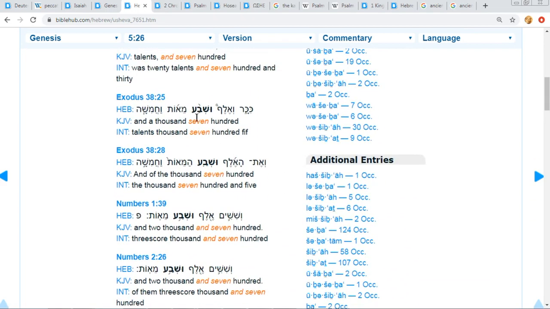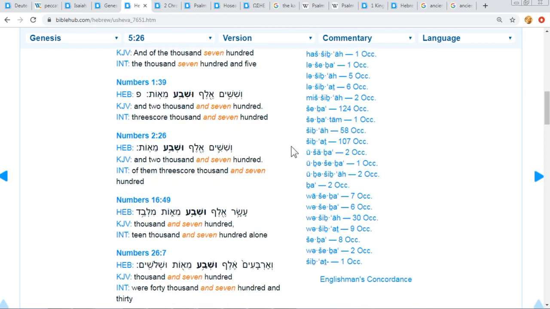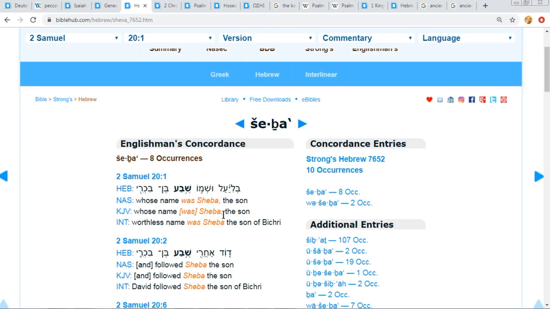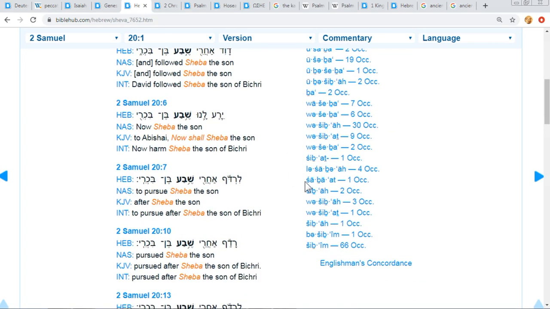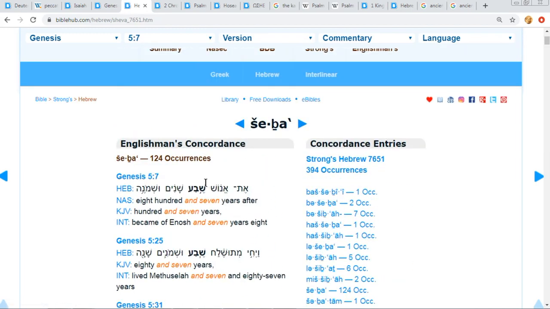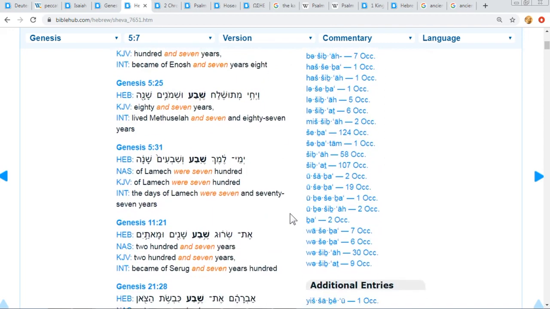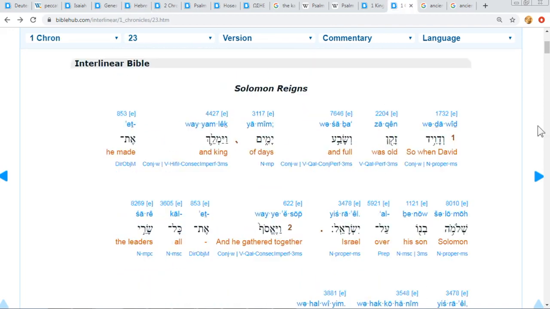And a couple times it comes up and they say it's Sheba. 8 times it's Sheba, but the same word SBO is also 7. 124 times it's 7. And so they kind of just make up all the words as they go along. Somebody messaged me one time. They said, why should we take your word for it? And you shouldn't. Nobody should. You should do the same thing I did. If you're interested, you should look it up and find out for yourself.